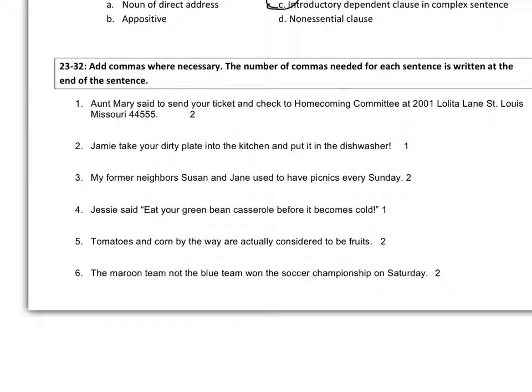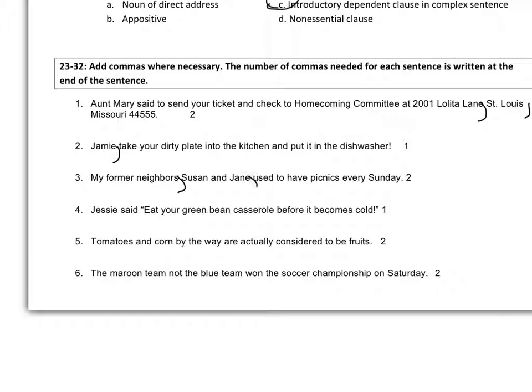We need two commas in number 1, comma after who you're sending it to. Oh, no, I'm sorry, no, you don't. If there hadn't been the word at here, you would have needed a comma after who you're sending it to, but the word at takes the place of the comma. So the only place you really need the comma is after Lolita Lane, the street address, and after the city before the state, Missouri. Number 2, comma after Jamie because it's a noun of direct address.